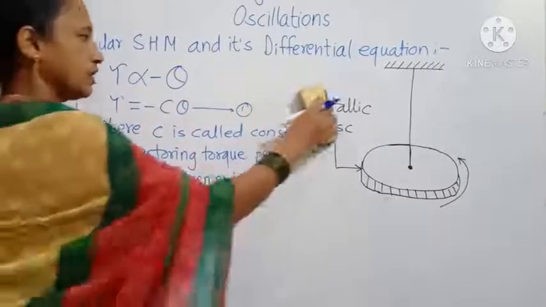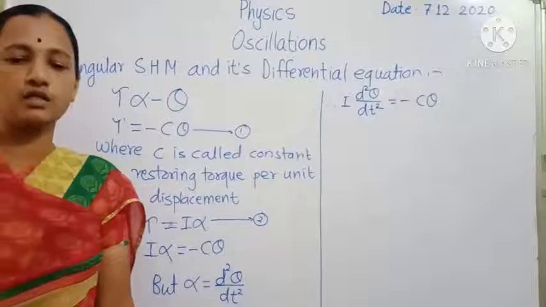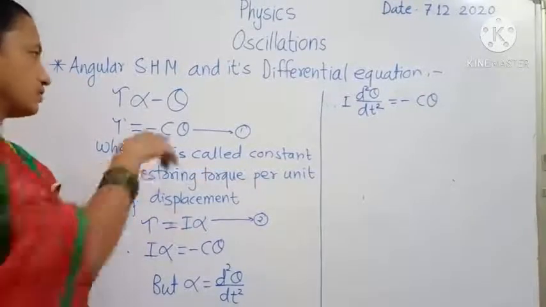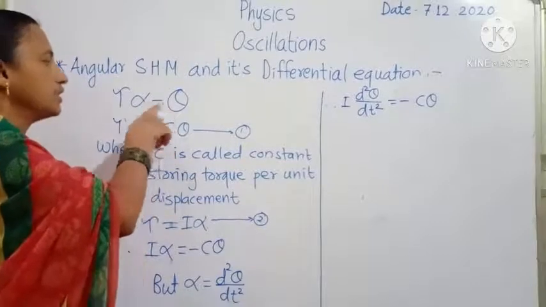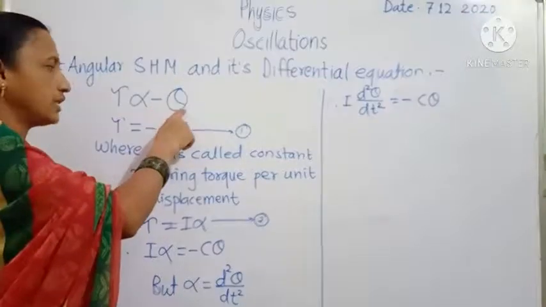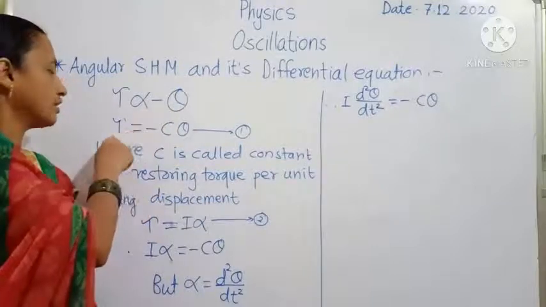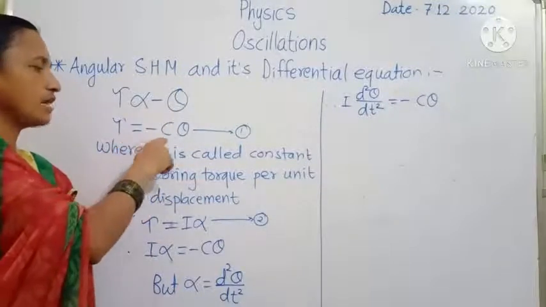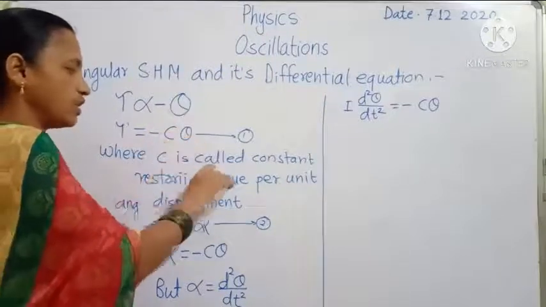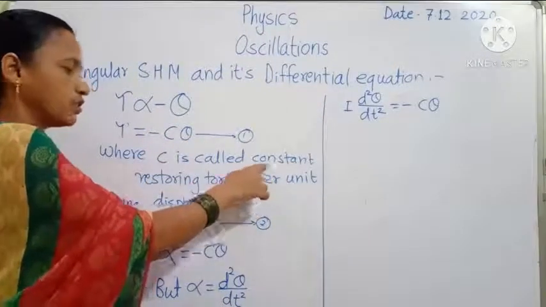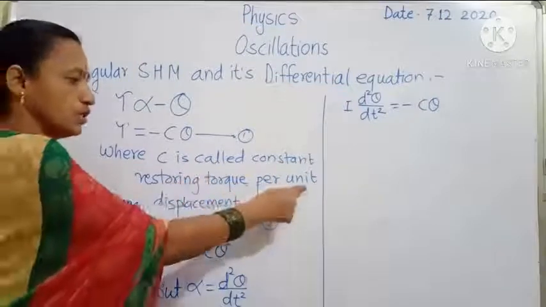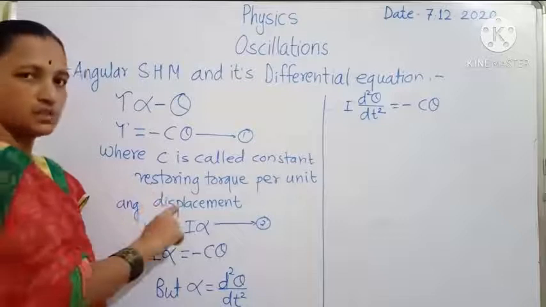For the angular S.H.M of the body, the restoring torque acting upon it for angular displacement theta is directly proportional to minus theta. Hence we take tau is equal to minus c theta, where this c is a constant. This constant is known as the restoring torque per unit angular displacement.